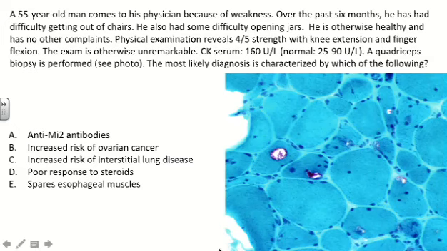So anti-Mi-2 is associated with some of the skin findings in dermatomyositis. Increased risk of ovarian cancer can occur in dermatomyositis mostly. ILD, usually the other ones.